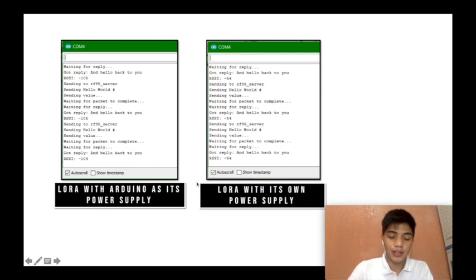So the next one is the LoRa with Arduino as its power supply, and LoRa with its own power supply. As I said earlier, LoRa is a low power device, so it can be powered by Arduino when it is connected to it. So you can see also the RSSI values. It is negative 105 when it is connected to Arduino, and when it has its own power supply, it is negative 54. So we can see the difference, and we can conclude that LoRa with its own power supply will function better when it is not connected to Arduino.